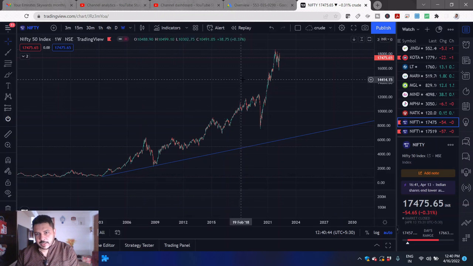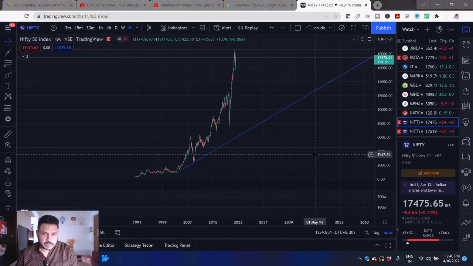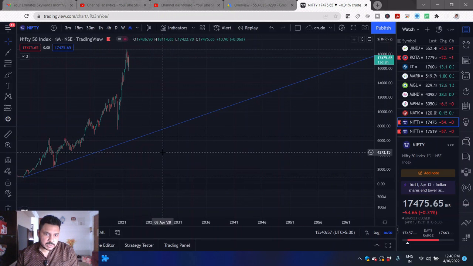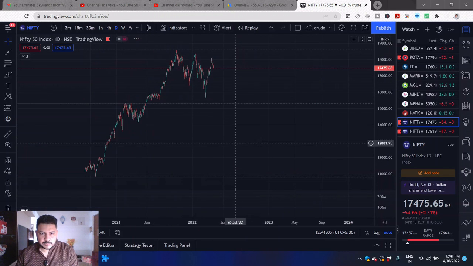Now let's go to a higher time frame, maybe a monthly. You can see this is exactly the same trend line which we have drawn right now. So it appears like this, and it is way far away from the trend line. Now let's go to a daily time frame.